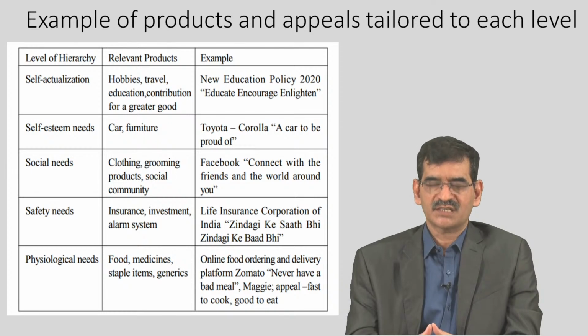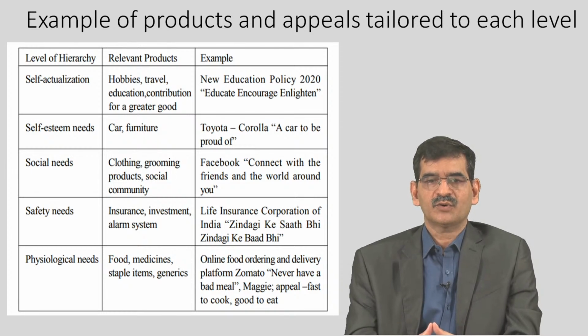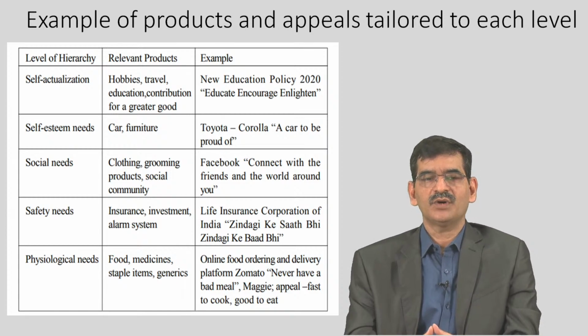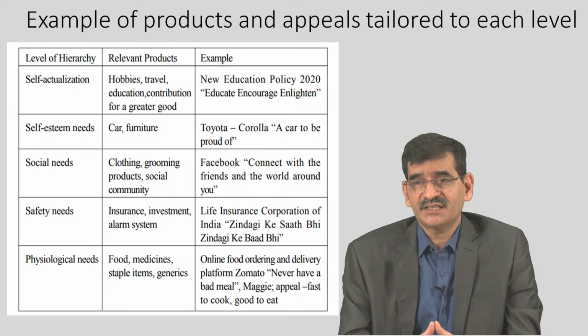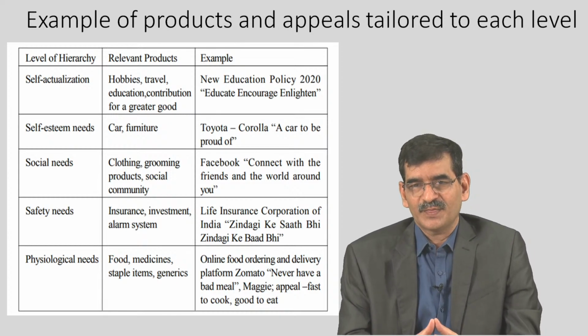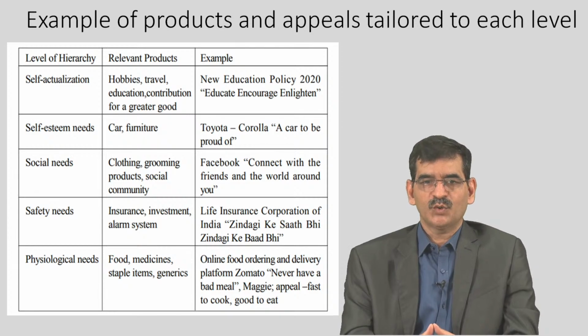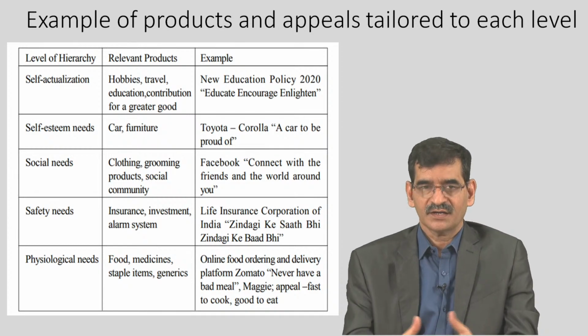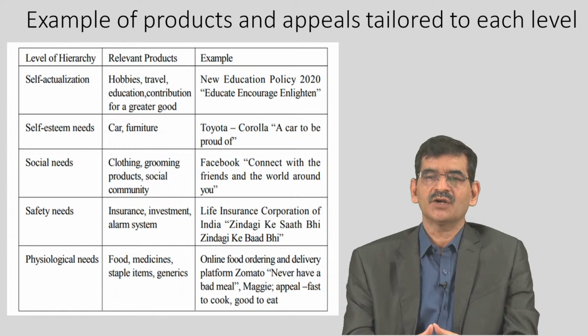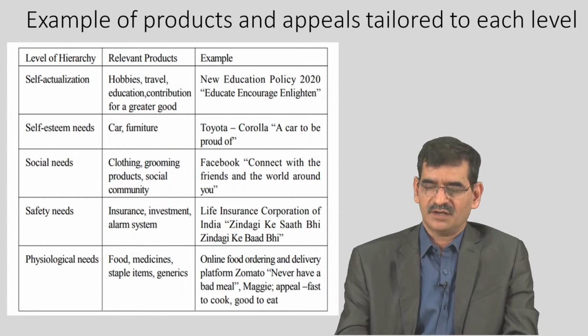The self-esteem, where the products can be the car, furniture. Toyota Corolla has appealed as a car to be proud of. That means to fulfill your status symbol. Then self-actualization: the relevant products in the category of hobbies, travel, education, contribution for a greater good. And if you have seen the New Education Policy 2020, then the vision is that the appeal is to educate, encourage, enlighten. So based on our level of needs, we can offer products in different categories, and we can also design and develop our message or our appeal.